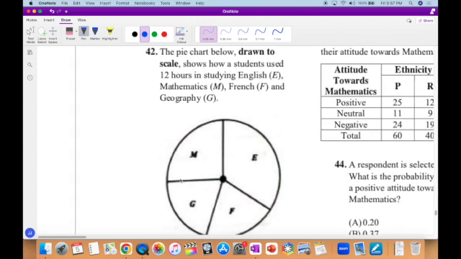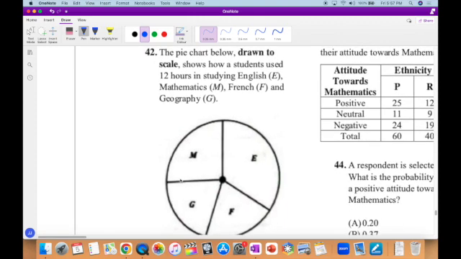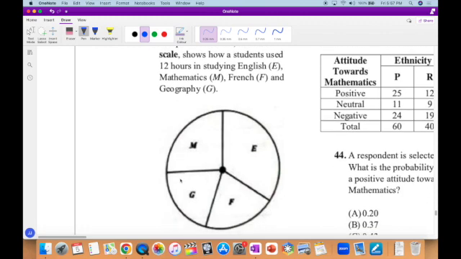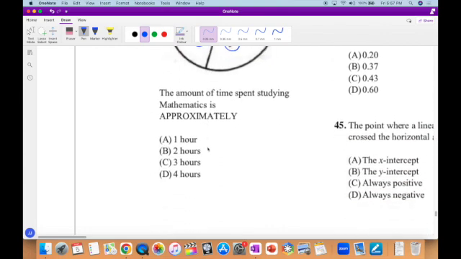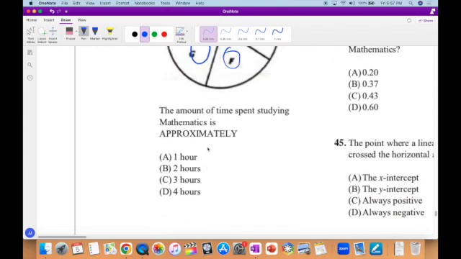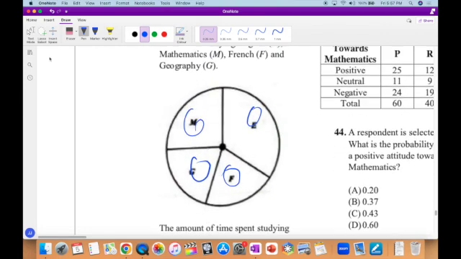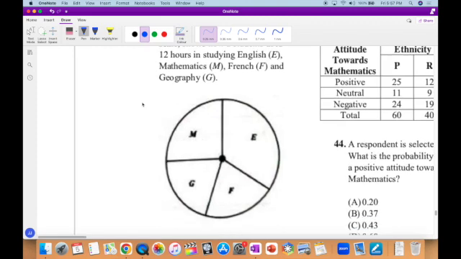The pie chart below, drawn to scale, shows how students use 12 hours of study in English. So we see English, we see maths, we see French, and we see geography. And the question is, the amount of time spent studying mathematics is approximately. Notice they use approximately there. This entire thing is 12 hours. The whole circle is 12 hours.